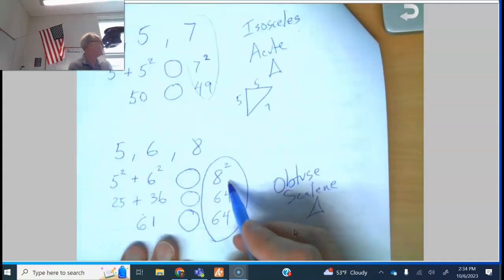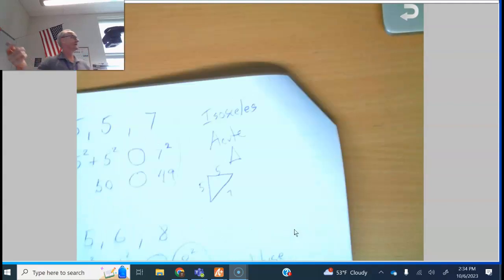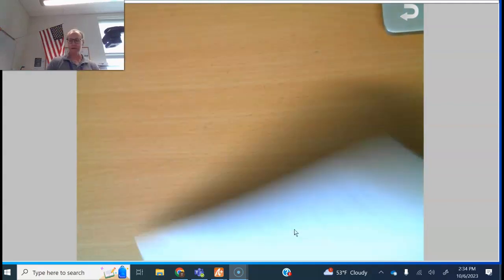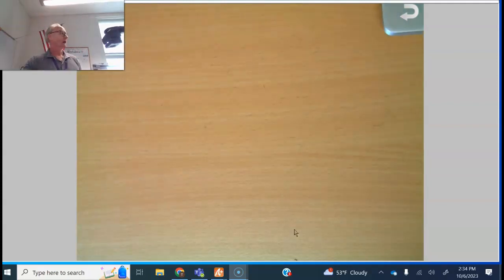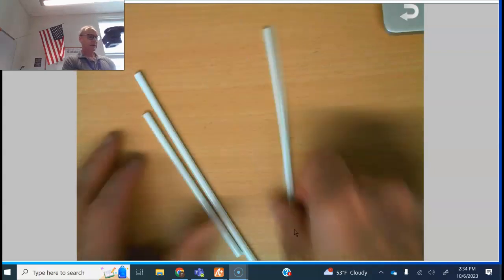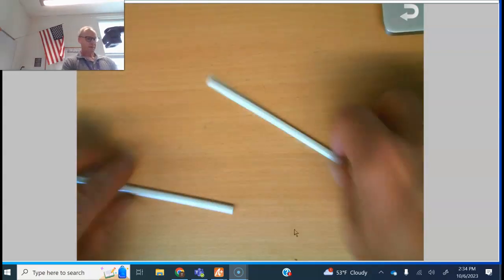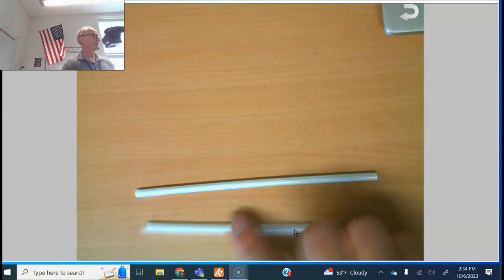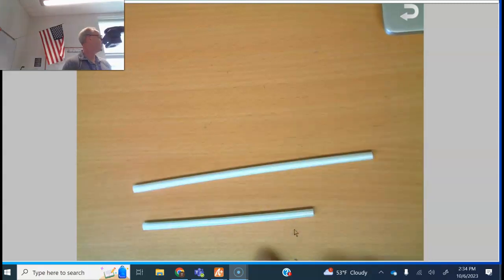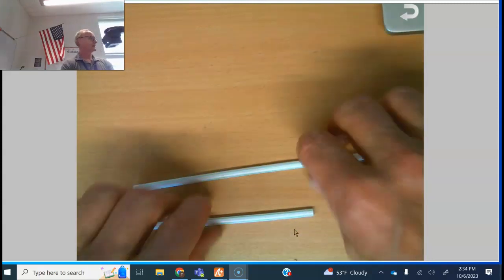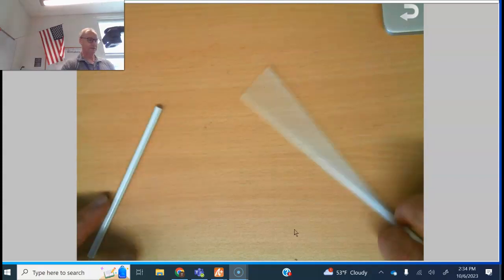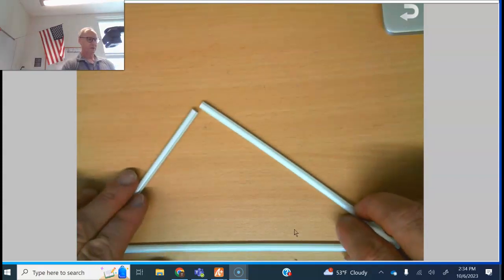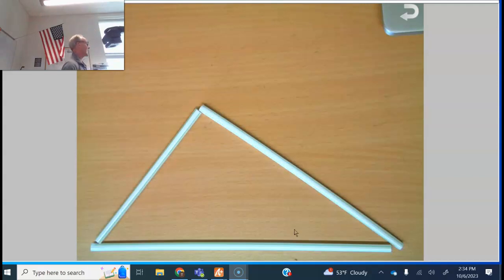Okay, obtuse, and I wanted to show this, and I didn't do this before. I'm sorry, guys. I meant to do this earlier. I just want to show you something. This happens to be 6, 8, and 10 units. You guys will have an opportunity to do this when we look at triangle inequality. But I want you to notice that if I put these together, I pretty much get a right triangle. Everybody see it's a right angle there? I know mine's a little distorted, but it works pretty close.